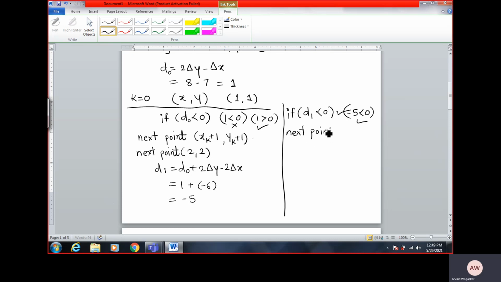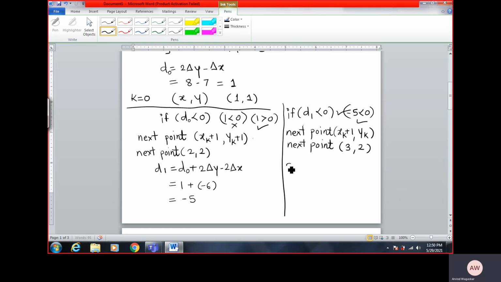Now if the condition is true, the next point is, you just have to increase x and y will remain as it is. You have to increase x, but y will remain as it is. So I'll write the next point. What was the previous x and y? It was 2, 2. So now the next point becomes 3, 2: x increases and y remains as it is.